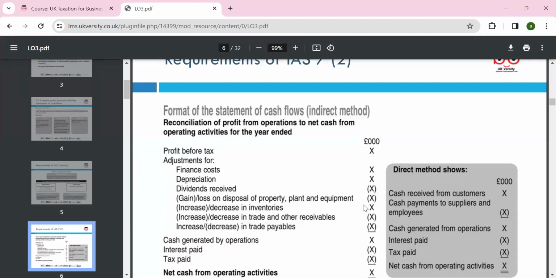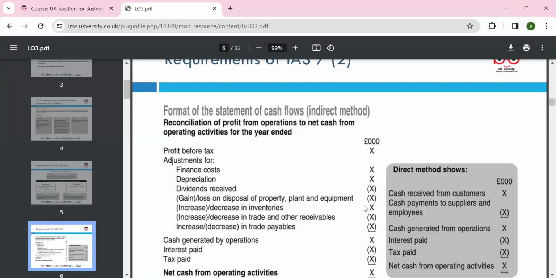Now we need to be minus, because it's come under the investment activities, not under the operating activities. Increase or decrease in inventories: when the inventory increases, the cash flow will decrease. When inventory decreases, the cash will increase, the opposite effect. So less inventory, more cash; more inventory, less cash.